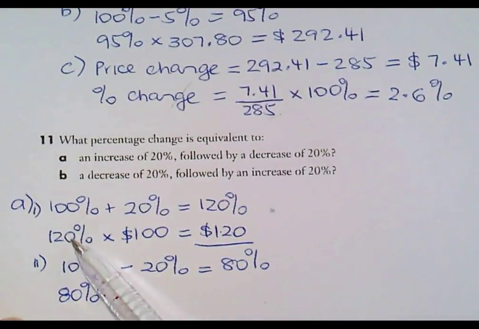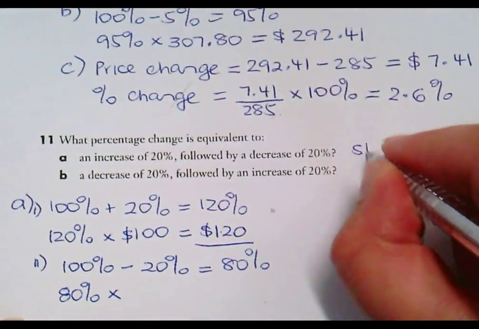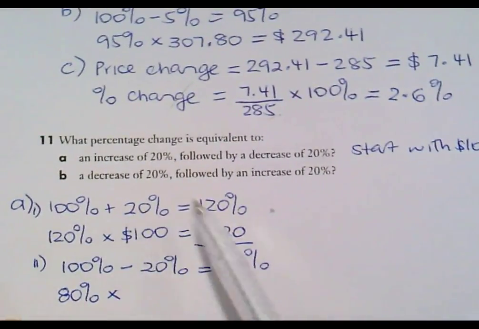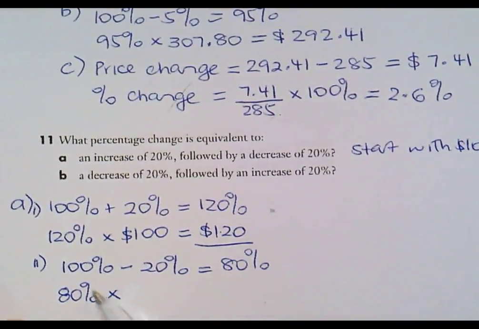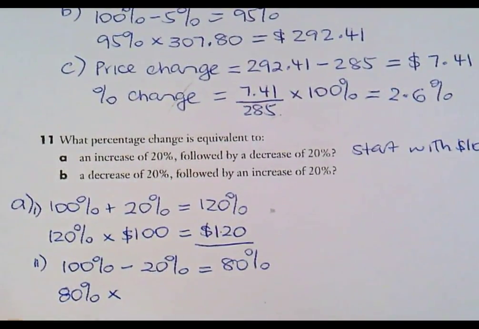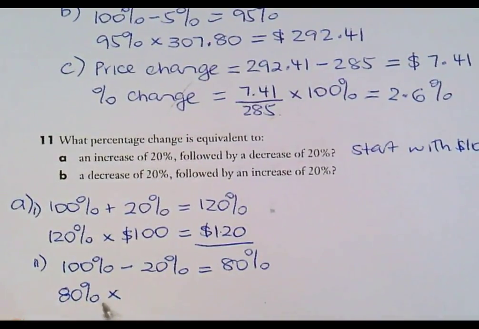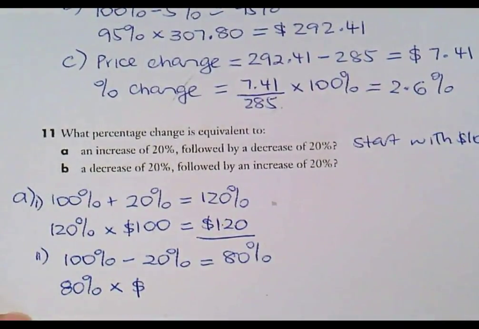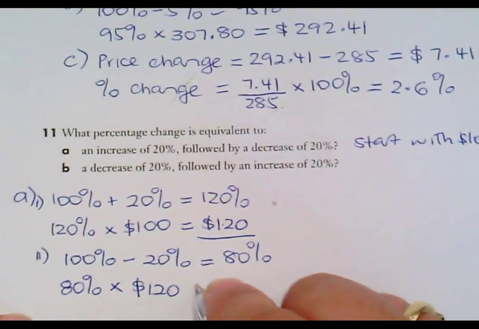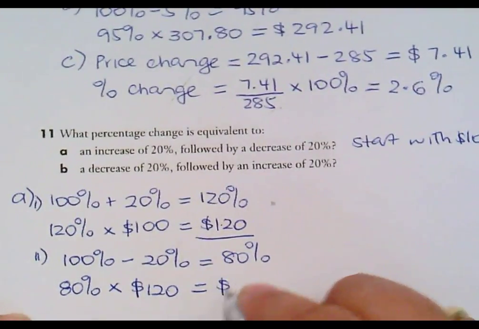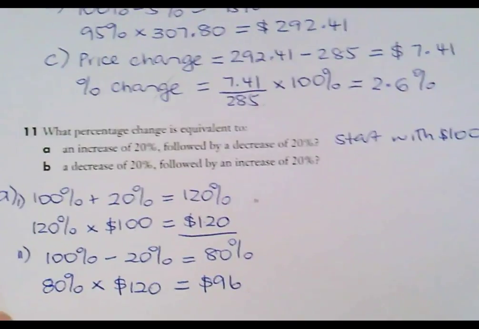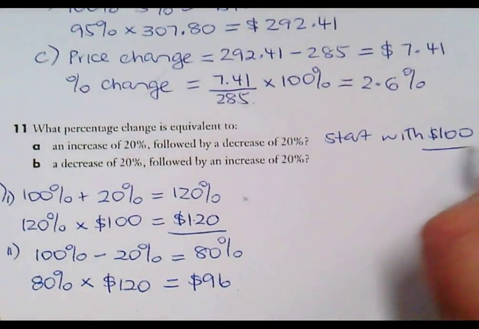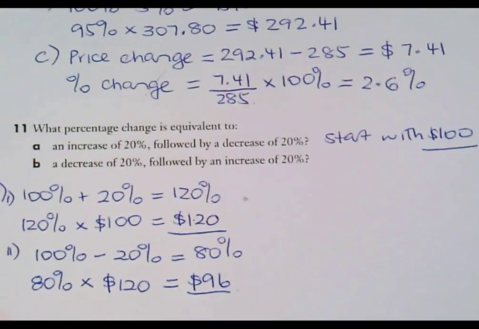Girls, in this question, I'm going to start with $100. I increase $100 by 20%, I get $120. I now want to decrease that $120 by 20%. So I do 80% times what? Not 100. 120. Yeah. $96. So girls, I started off with $100 and now I've finished off with $96.